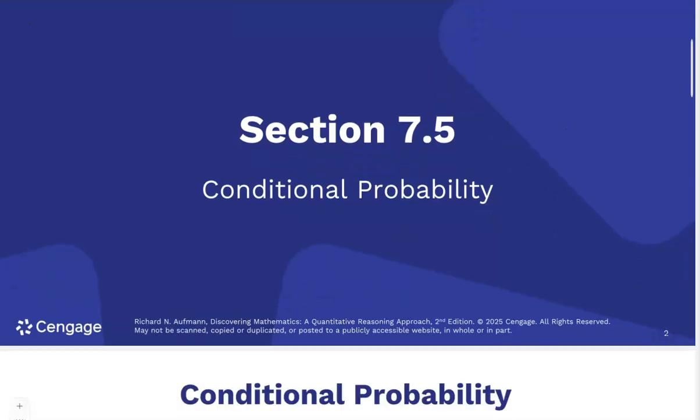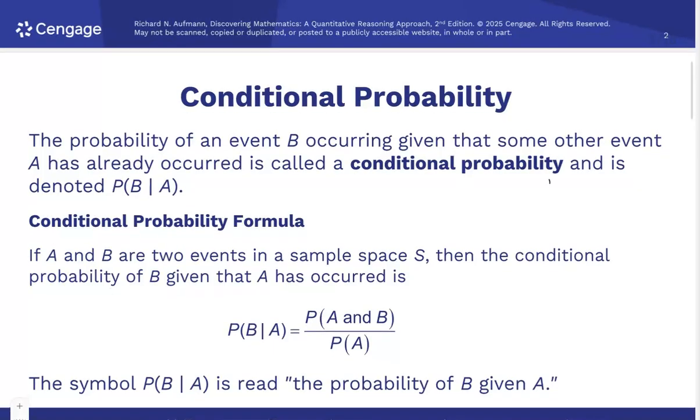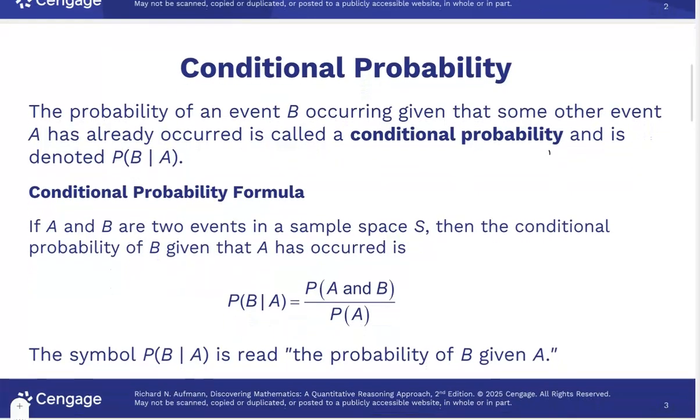In this video, we're going to talk about conditional probability. Conditional probability is trying to find the probability that something happens given that something else has already happened. In this case, this is the probability of B happening given that A is already happening. That's what conditional means: you've got some condition that's already been imposed on it.